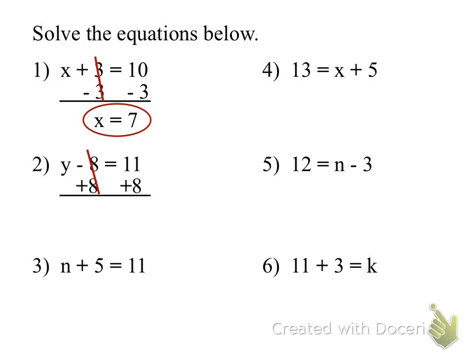All right, so number 3, what am I doing, please? You're subtracting 5 from both sides. Good. The inverse of plus 5 is subtracting 5. And what will I be left with? N equals 6. N equals 6.